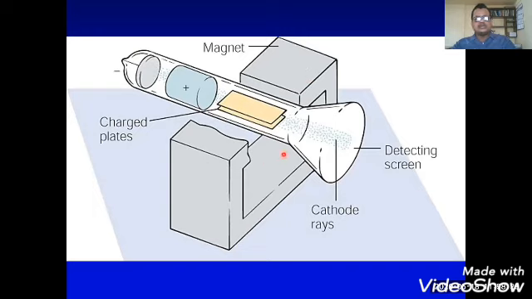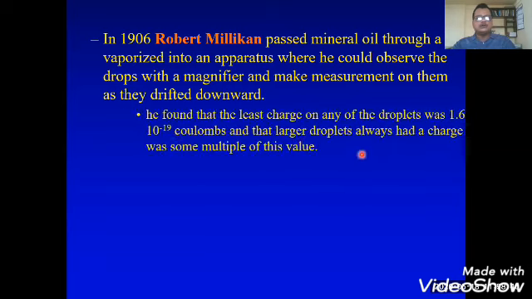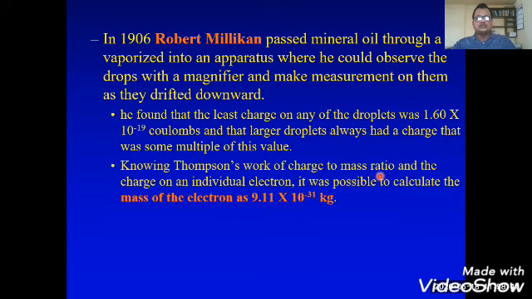And by simultaneously adjusting the electric and magnetic field, Sir J.J. Thomson was able to calculate the charge to mass ratio. And later on in 1906, Robert Millikan carried out the famous liquid drop experiment, and through the liquid drop experiment he could calculate the charge of the electron, and he found that the charge of the electron was 1.6 into 10 to the power of minus 19 coulomb.